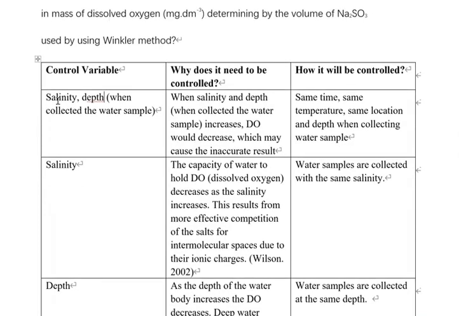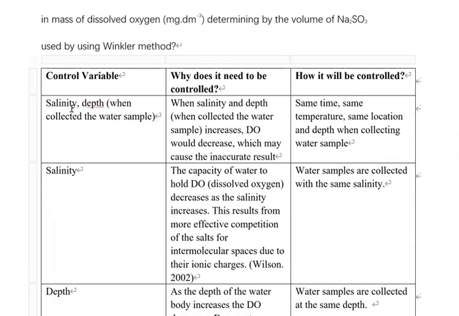So, the control variables are the variables that will influence the dependent variable, in this case the mass of the dissolved oxygen, other than the independent variable. So, in this case, we have two control variables, salinity and depth.